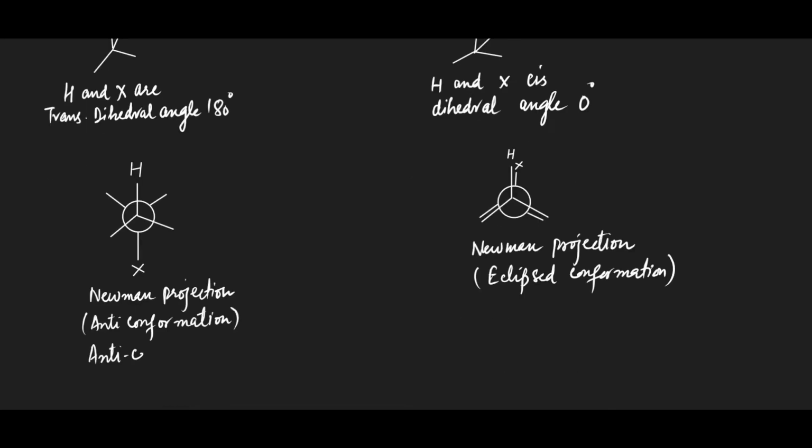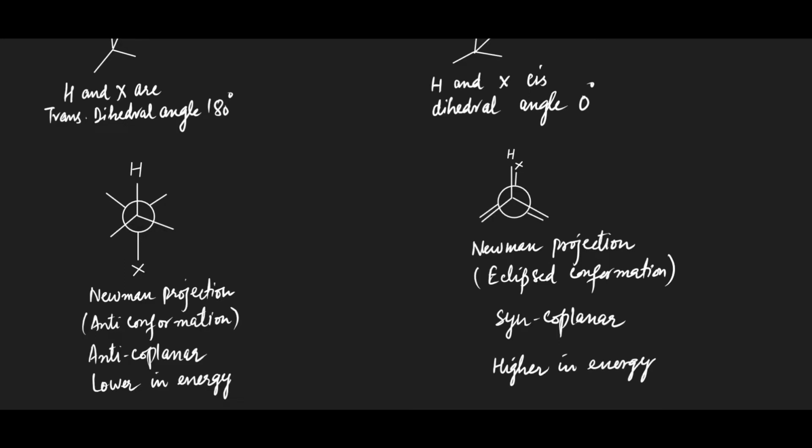This one is called anti-coplanar arrangement. Whereas, this one is called Syn-coplanar arrangement. The anti-conformation is lower in energy because it is staggered, gauche anti-conformation. Whereas, this eclipsed is no doubt higher in energy than anti-conformation. We will now show the orbital diagram of concerted transition state in E2 reaction via anti-coplanar and Syn-coplanar pathways.